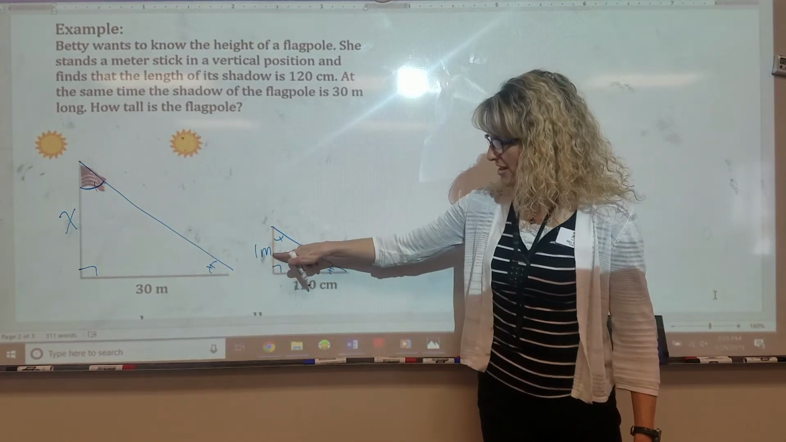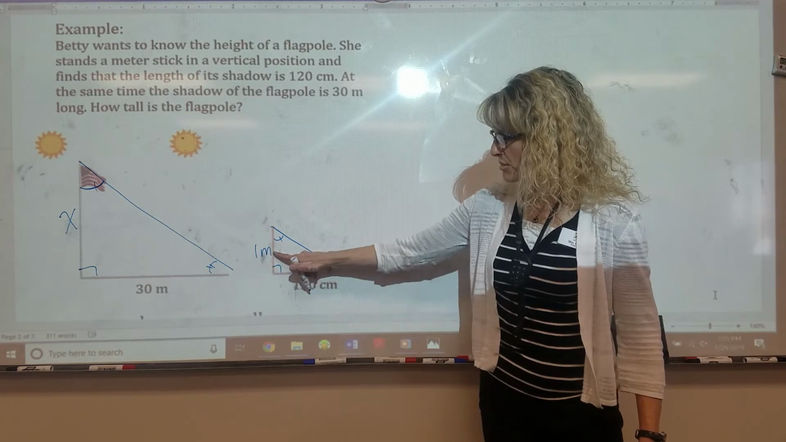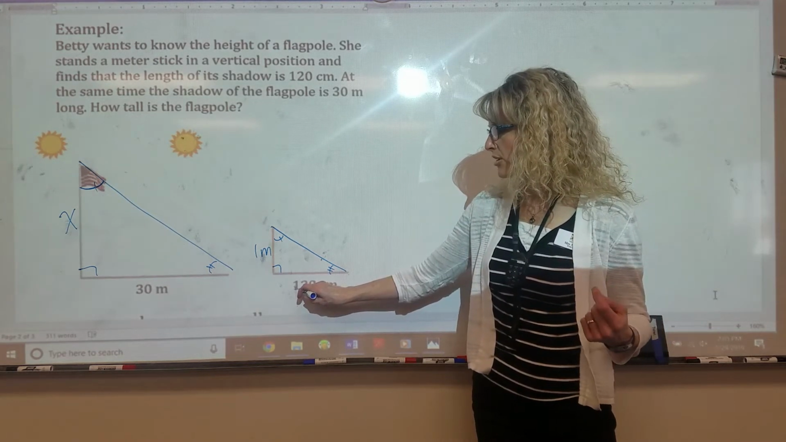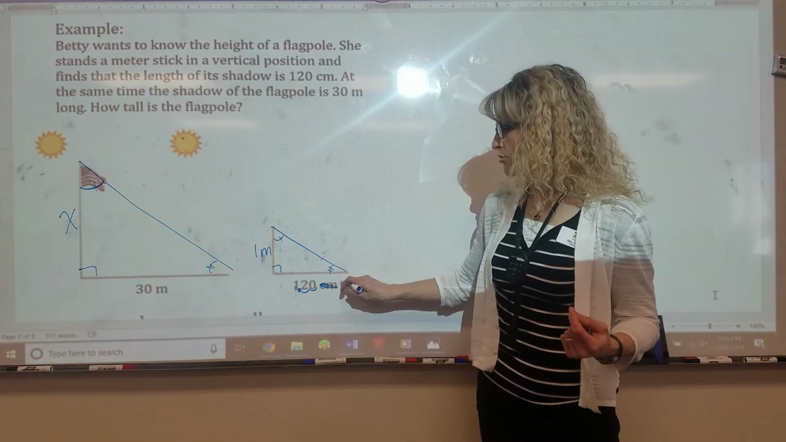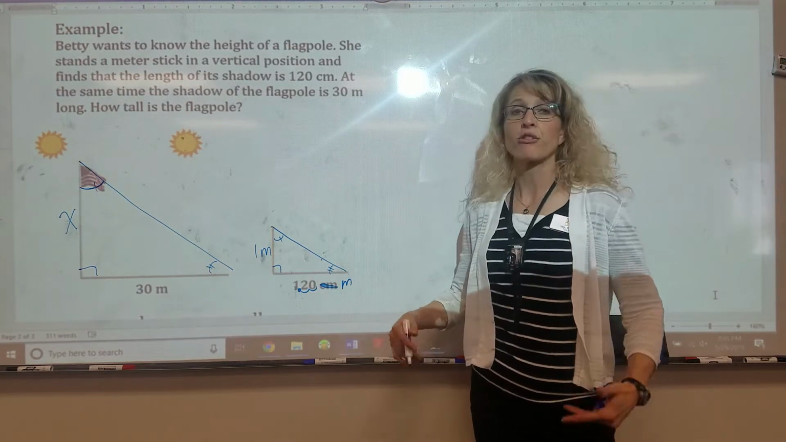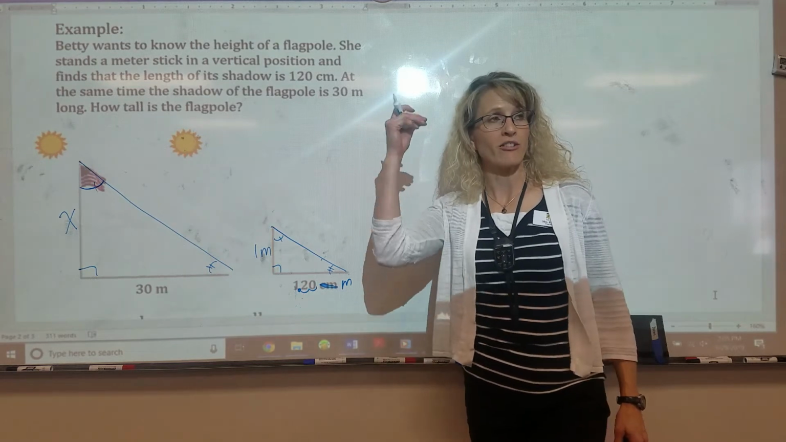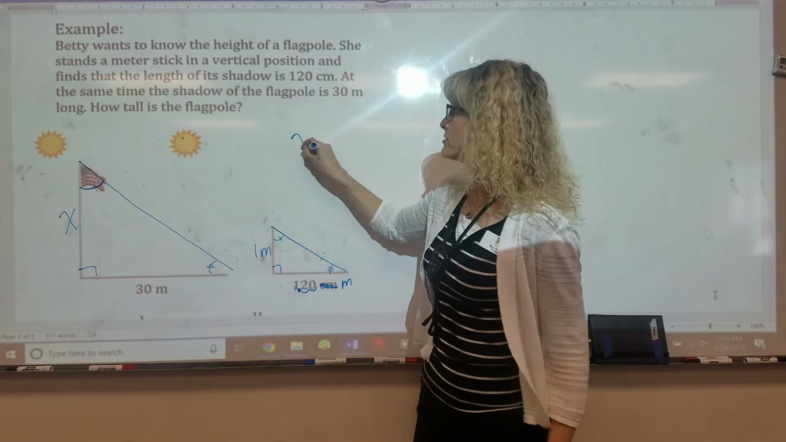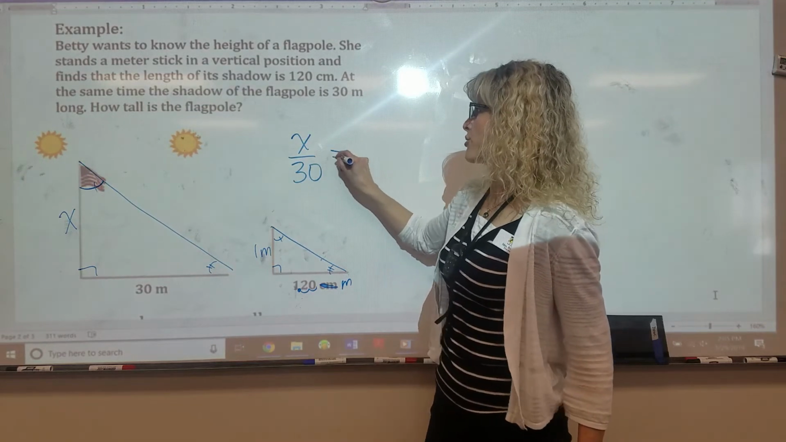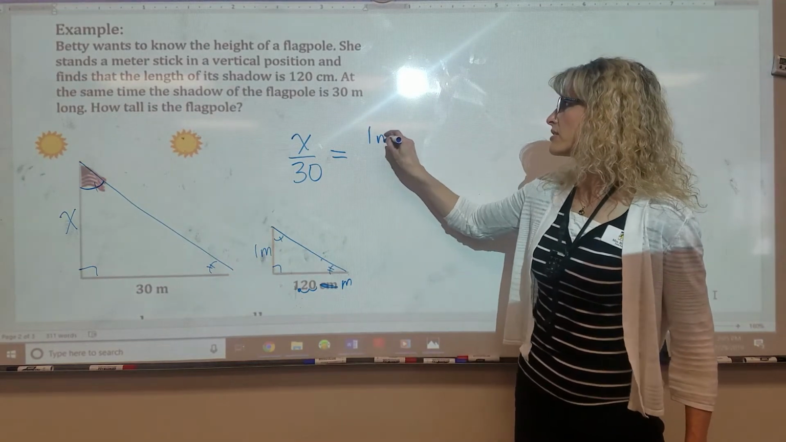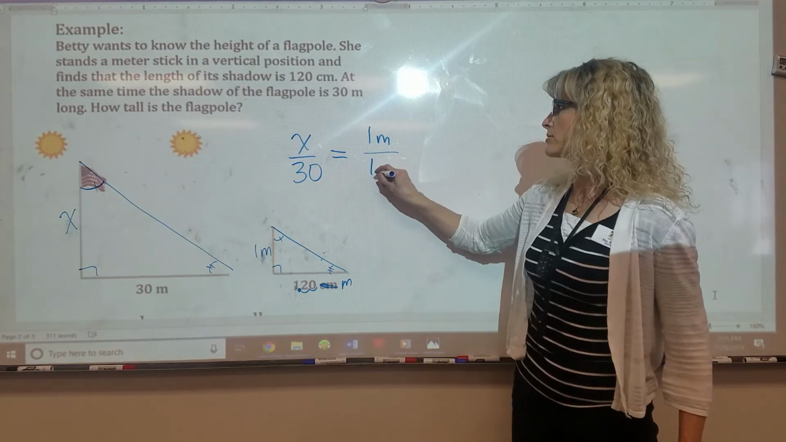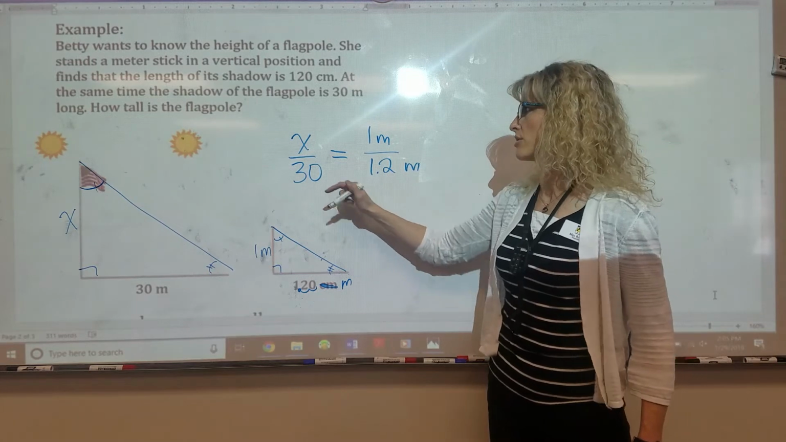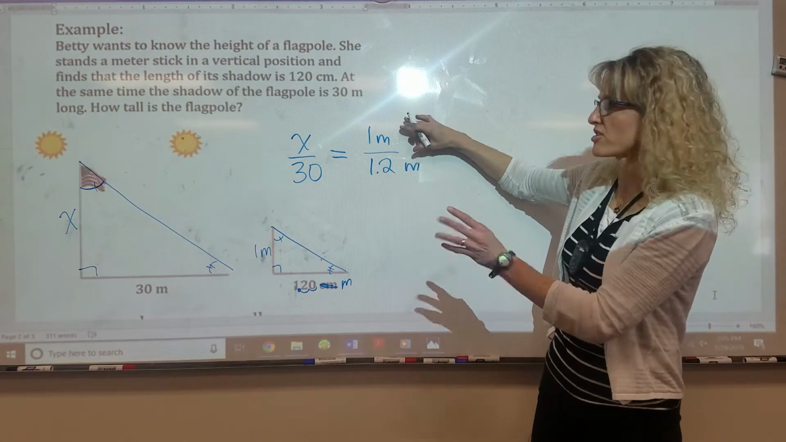I don't like the fact that these are different units, meters and centimeters, so I'm going to move the decimal over twice because there's 100 centimeters in a meter. So now that becomes 1.2 meters. And I'm going to write a proportion. What am I going to write? Proportion. I'm going to say pole to shadow is proportionate to meter stick to its shadow. As long as your units are the same here, you don't have to change. If this was in inches, as long as they're both in inches, it's okay.